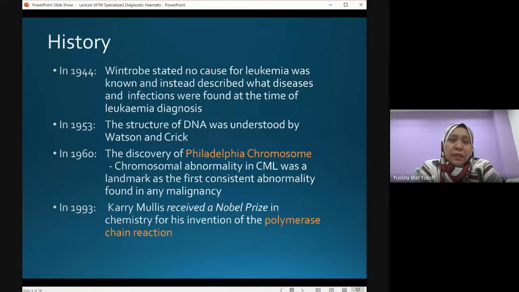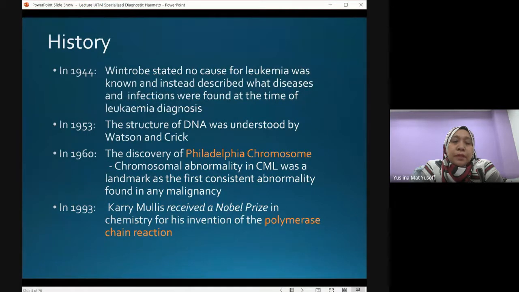In 1944, Wintrobe, a famous hematologist at that time, stated that no cause for leukemia was known, and instead described diseases and infections found in leukemia at diagnosis. Then in 1953, the structure of DNA was understood by Watson and Crick.